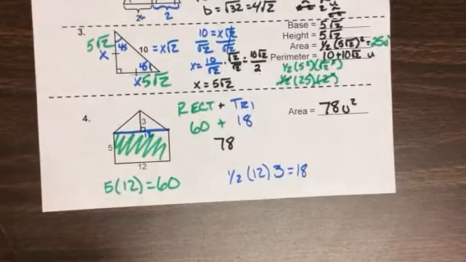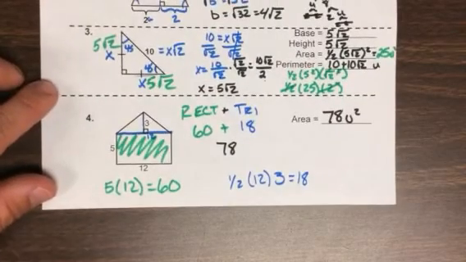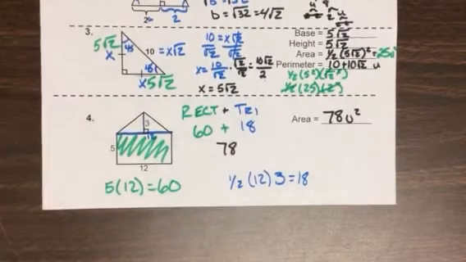And just like that, it is that easy to put together 2 shapes that we know. Don't try to do it as one shape. Take advantage of the fact that we know a rectangle and we know a triangle, and put those together.